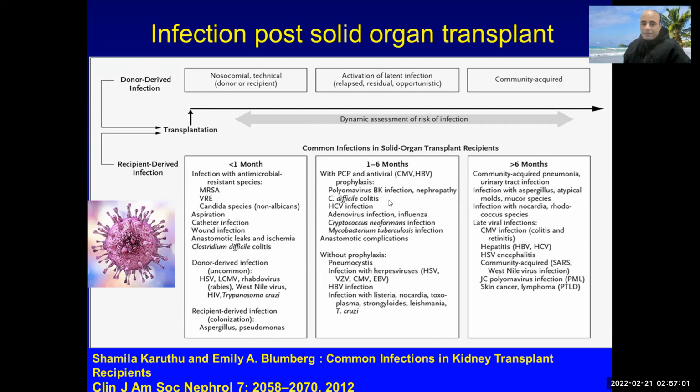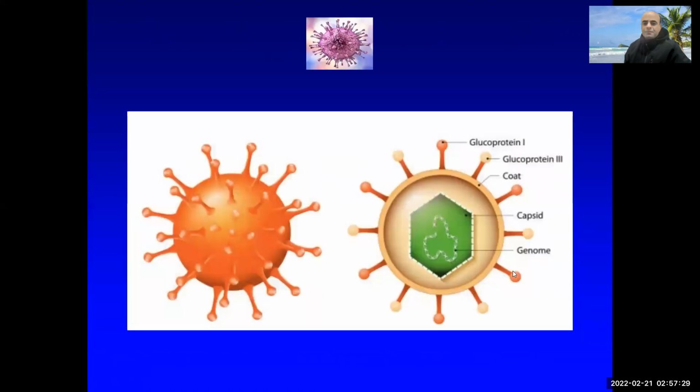With BK virus nephropathy, CMV, hepatitis B, Clostridium difficile, hepatitis C, adenovirus, cryptococcus, mycobacterium, pneumocystis, and varicella, all of this can be suspected. After more than 6 months, urinary tract infection may occur, and aspergillus may occur. CMV, EBV, hepatitis B, and HSV can all be suspected after more than 6 months.